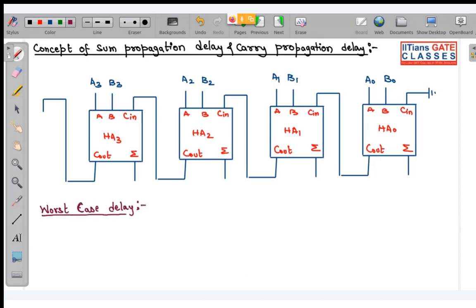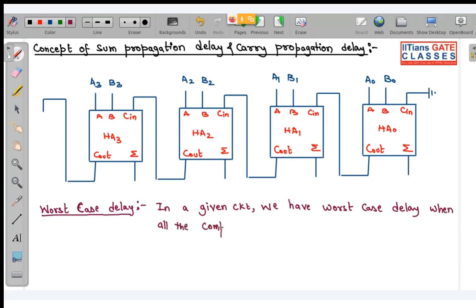Worst case delay means in a given circuit, we have worst case delay when all the components of the circuit suffer from delay. That means what? If I have a circuit, all the outputs are making a transition. I am assuming that all the outputs are making transition. Due to that, we have maximum delay.